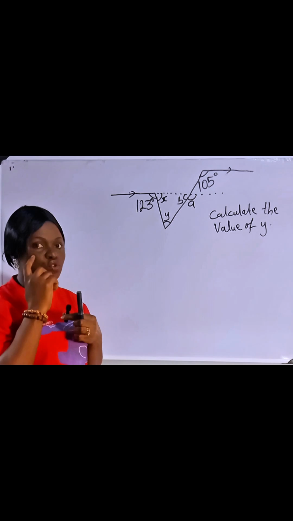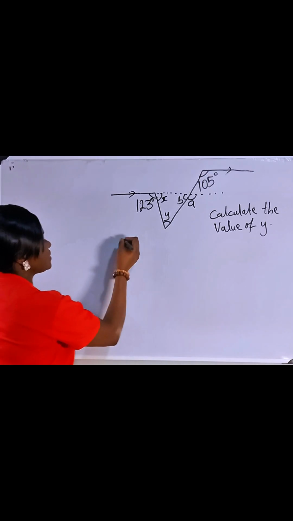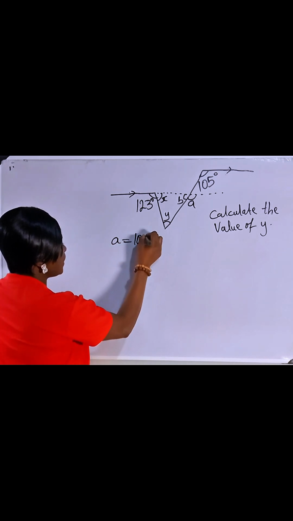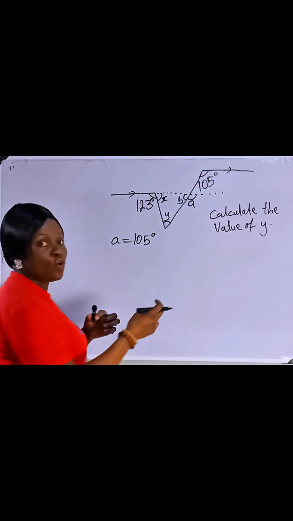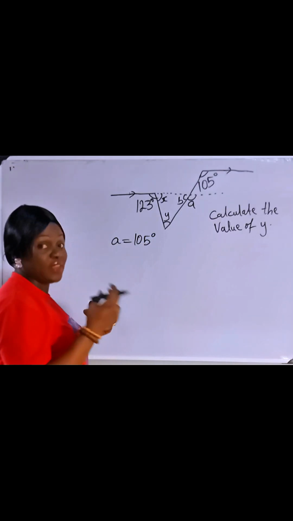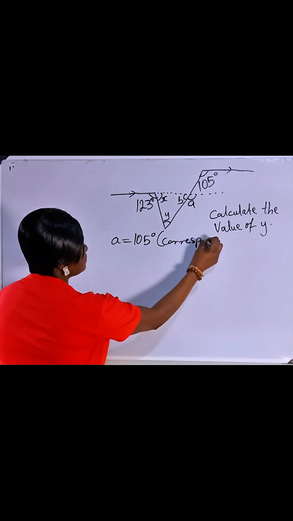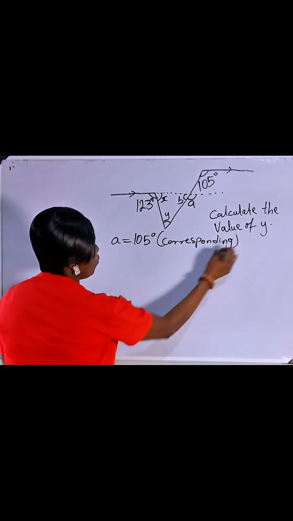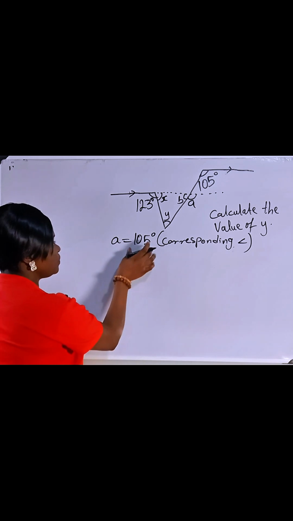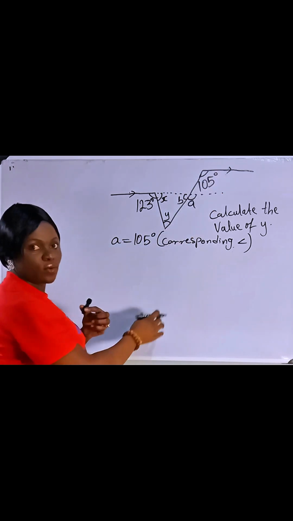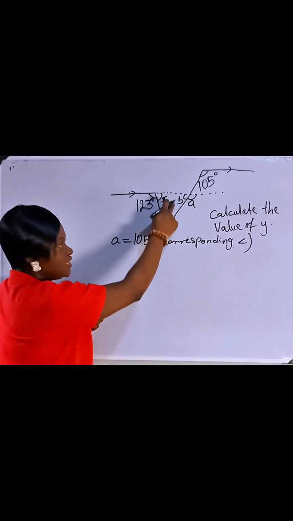Now the first angle we are going to find is angle A. Let's find this angle first. So it simply means that A equals 105 degrees. Since here is 105 degrees, here will also be 105 degrees. Why? Because they are corresponding angles, and corresponding angles are equal. That is the reason for this place being the same number with this. So since we have gotten here, we can easily find this place.